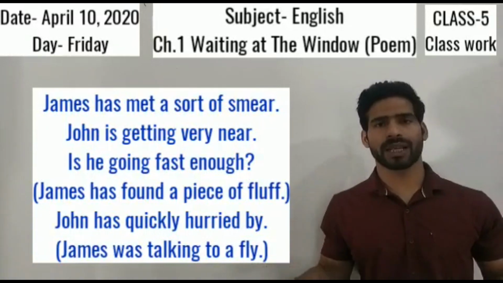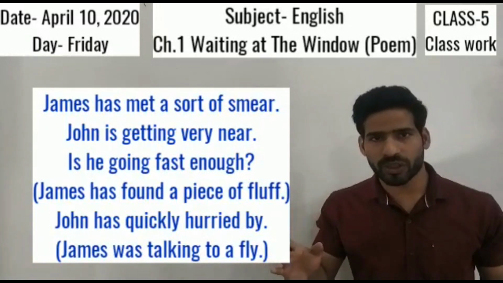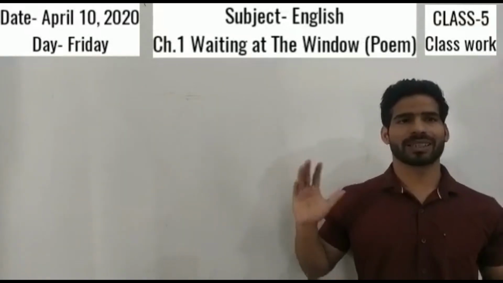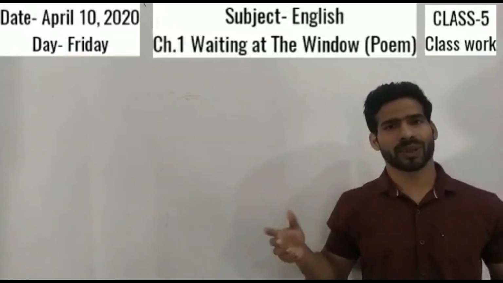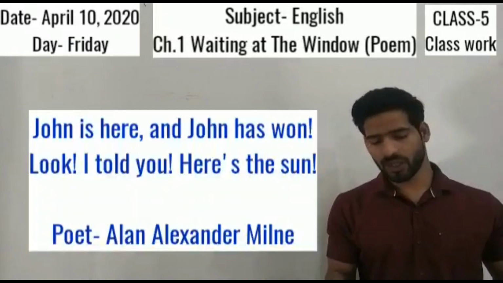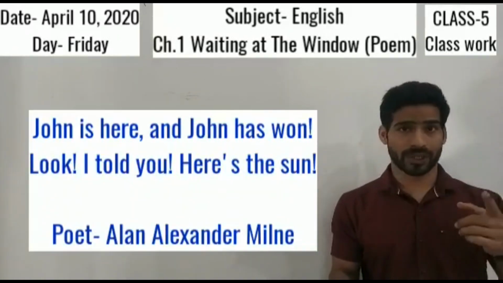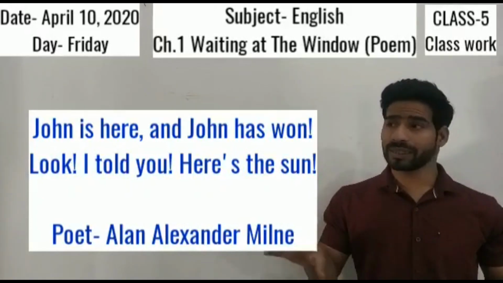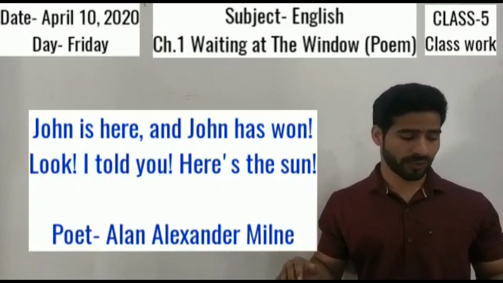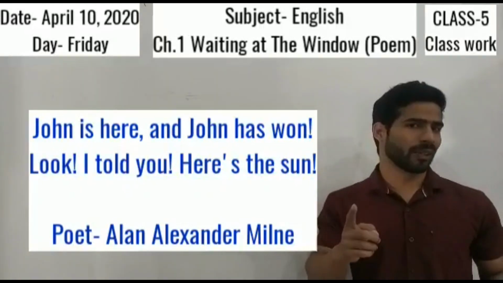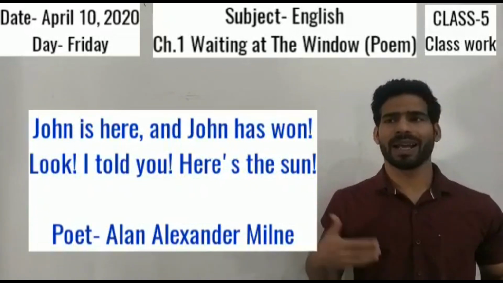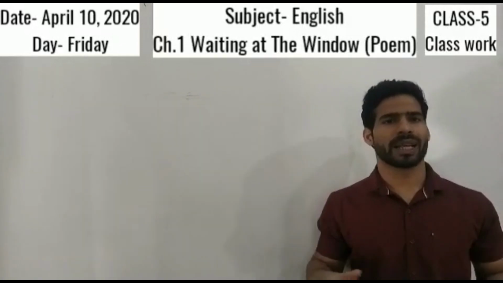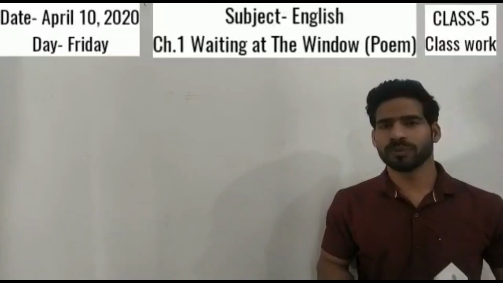Okay, and James was talking to a fly, and it seems like James is not at all paying attention to the race, and he's just talking to the fly or to other things, just like the hare in that story has slept. Okay. So now the last lines. John is there and John has won. Look, I told you, here's the sun. So in these lines, the kid is saying that John is here at the finishing point at the bottom of the window and John has won the race. And look, I told you, here's the sun. And as the race ends, the sun is up in the sky and the weather clears up and the rain has gone. So that's all with the poem.